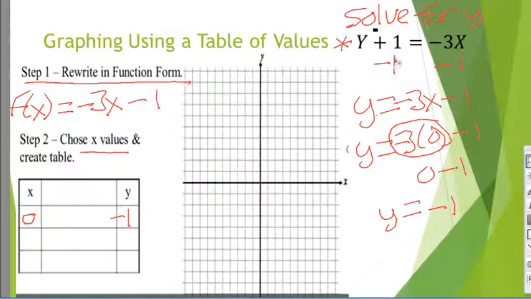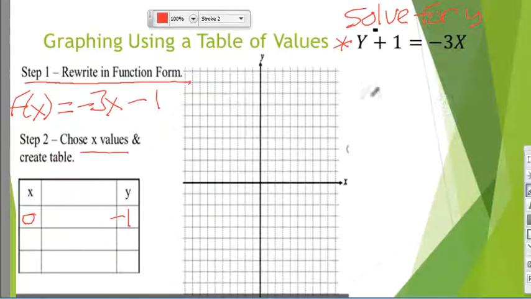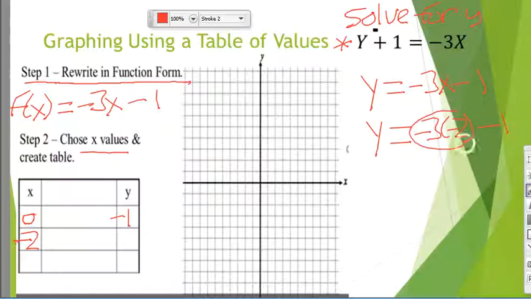Let's pick another value for x. And it doesn't actually matter what we pick. I'm going to go ahead and pick a negative 2. I'm going to let the x be negative 2. So if we take our equation and instead of the x, we let the x be negative 2. Negative 3 times negative 2 is positive 6. 6 minus 1 is 5. So when the x is negative 2, the y is 5.